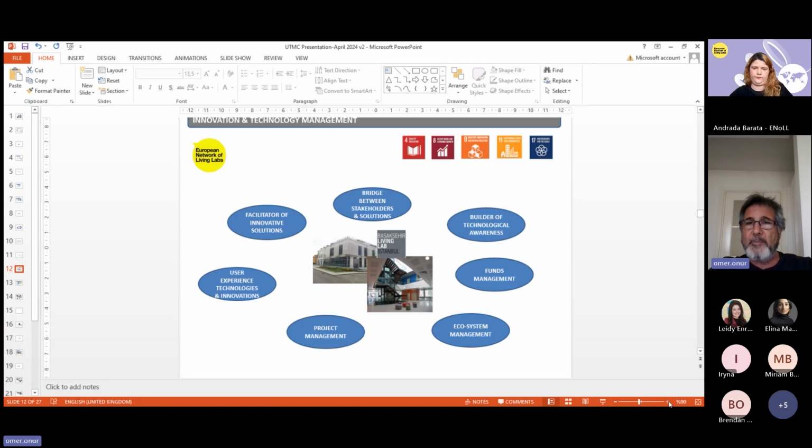We also develop technological awareness through different kinds of trainings we provide in the living lab. We are managing the whole ecosystem. So all the parties, all the stakeholders in the quadruple helix, we have a database, and we keep expanding this database in these different categories. So when needed, we utilize the contacts we have in our database.